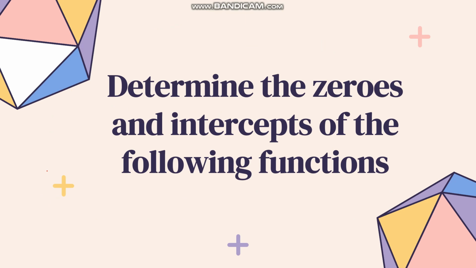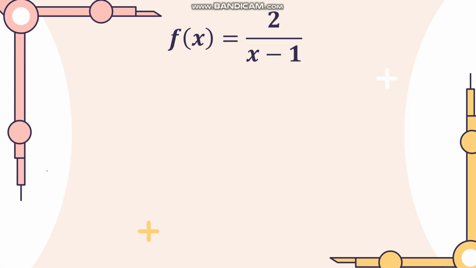Now let's try to determine the zeros and intercepts of the following function. Let's start with the first one: f of x equals 2 over x minus 1. Again, we have to identify the zeros and the intercepts of this given function. So let's first identify the zeros. Again, when we say zeros, these are the values of x, or the inputs, that will make our output equal to 0. So we're just trying to identify the values of x that will make our function equal to 0.